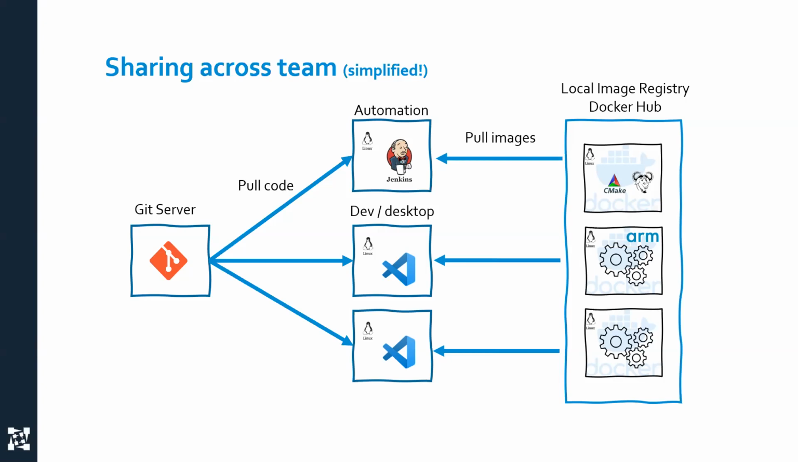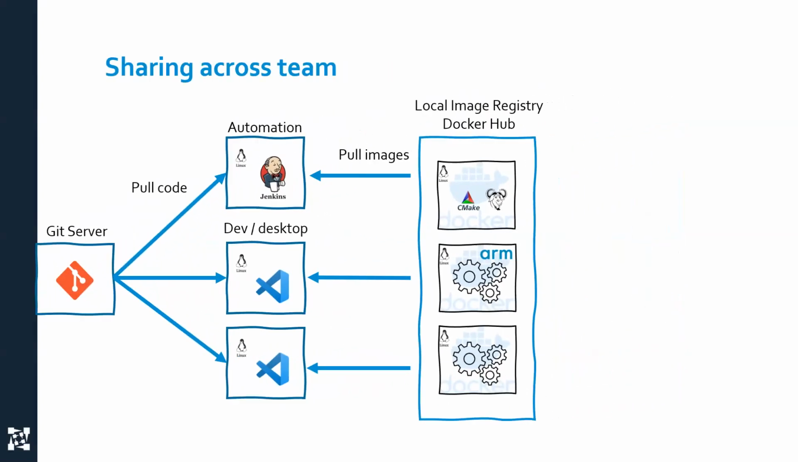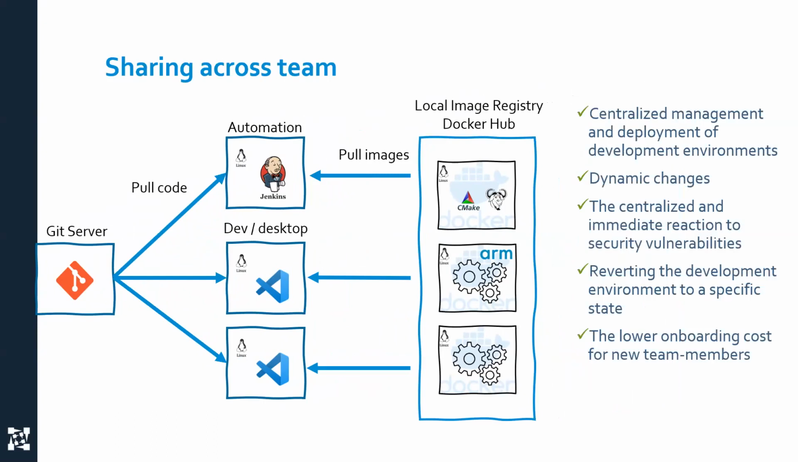And if we need to limit the access to images and enable them for our organization only, we can set up a local registry available only within the boundaries of our organization. So with registries filled with container images, our team has one place to go to get an update. And this gives us all the benefits we have discussed and allows our organization to easily scale and reduce the toolchain maintenance burden. We have central management of the toolchains. We have the ability to dynamically apply changes and react to security vulnerabilities, the ability to version the toolchain, and lower onboarding cost for new team members.